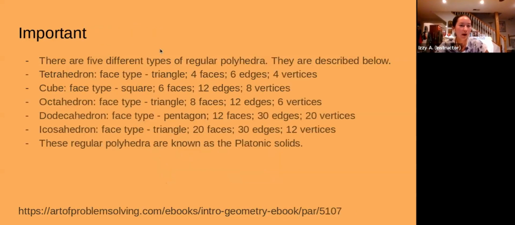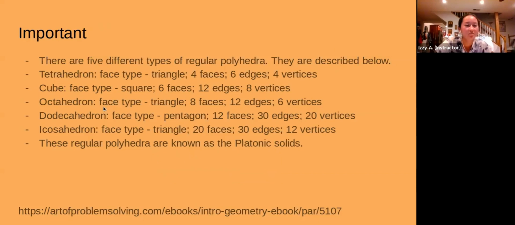So there are 5 different types of regular polyhedra. They are described below. So there is a tetrahedron, which is what we just went over. The face type is a triangle, and it has 4 faces, 6 edges, and 4 vertices. A cube has a square as its face type, and there's 6 faces, 12 edges, and 8 vertices. An octahedron is a triangle. It has 8 faces, 12 edges, and 6 vertices.